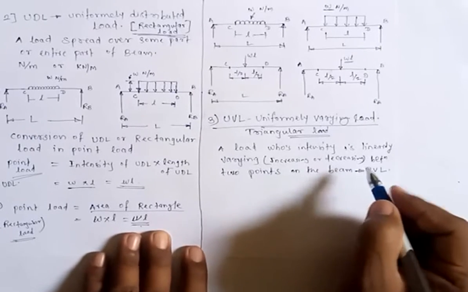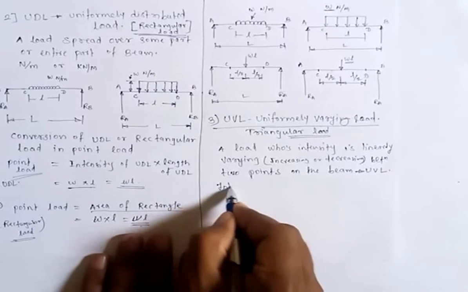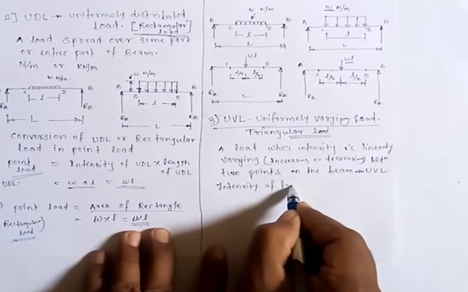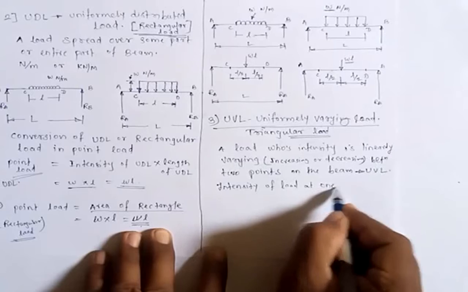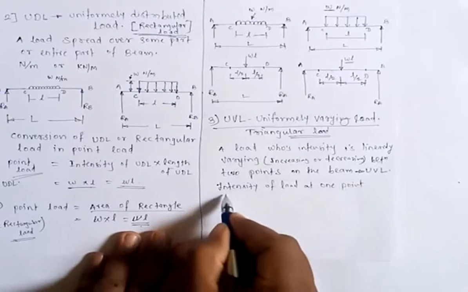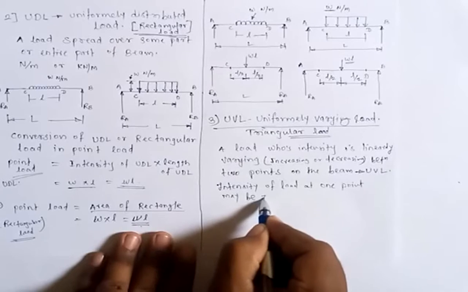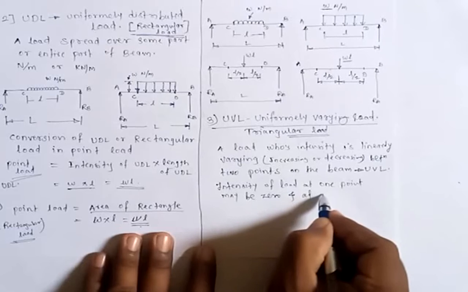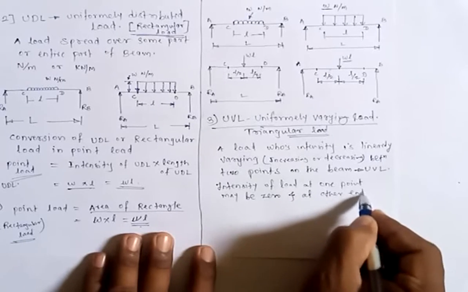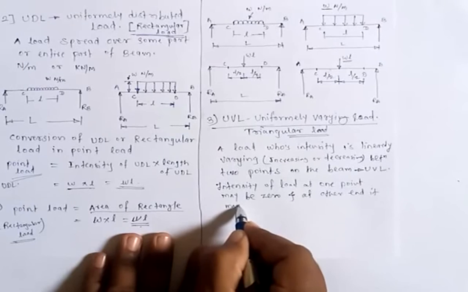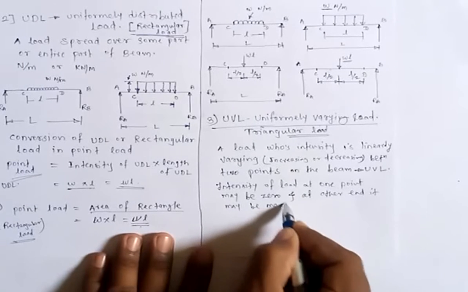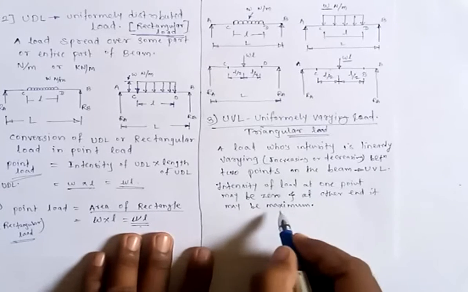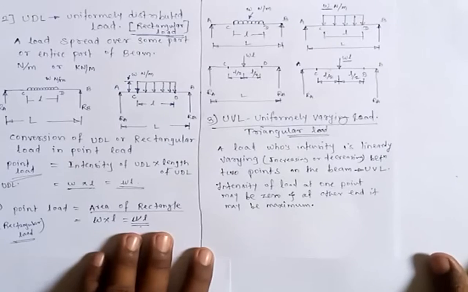Okay, that means the intensity of load at one point may be 0, and at the other end it may be maximum. So this type of load is called uniformly varying load or the triangular load.